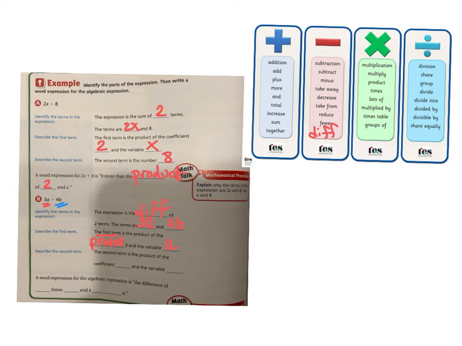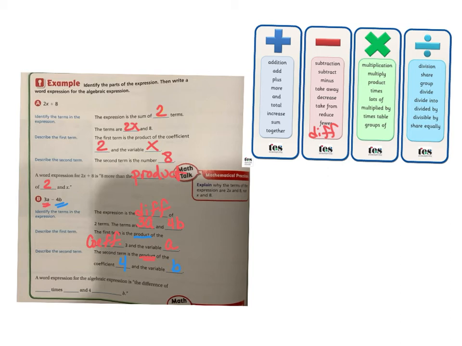Oh, that's what they wanted here. Whoopsie. They already used product. They want the coefficient of 3 and the variable a. And the second term is the product of the coefficient 4 and the variable b.